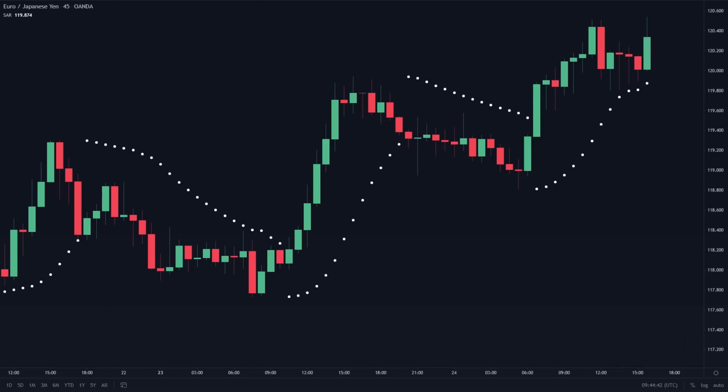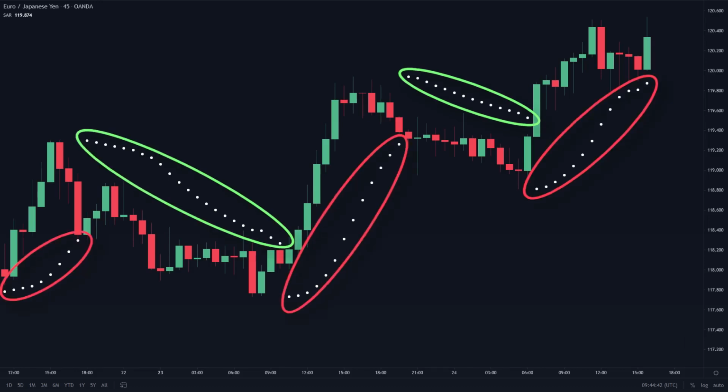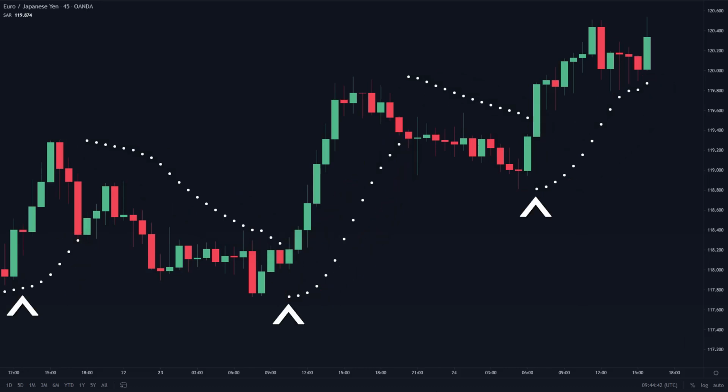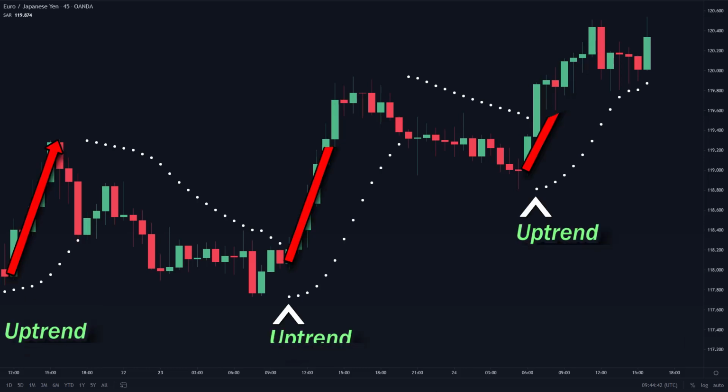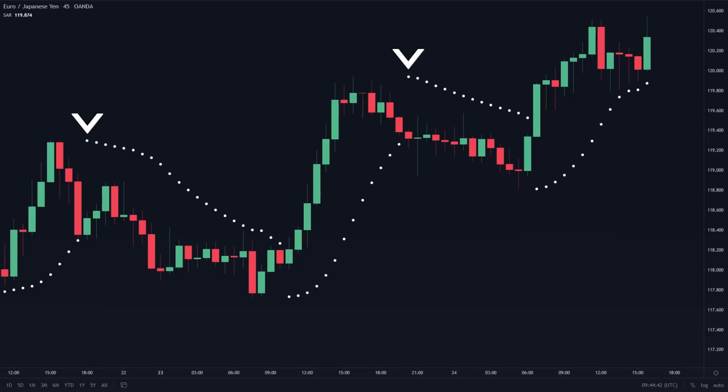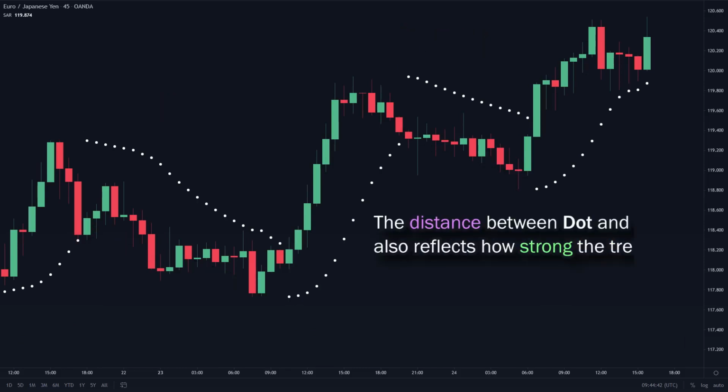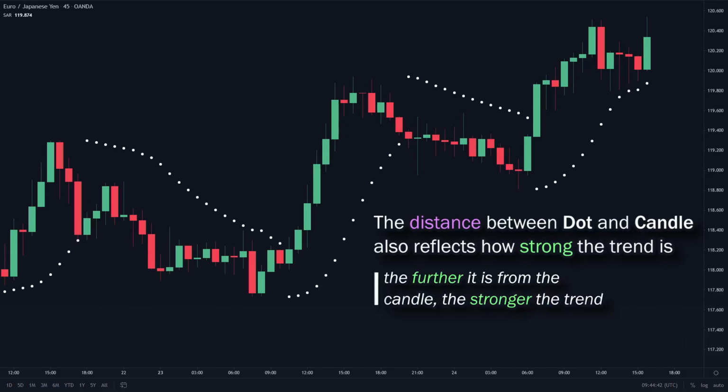And so here's how the indicator would look. Immediately, you'll see multiple dots that are positioned either above or below the candle. And the way we analyze the market using this indicator is actually very simple. If the dots are positioned below the candle, it indicates that the current market is on an uptrend. And if the dots are positioned above the candle, it indicates that the current market is on a downtrend. The distance between the dot and the candle also reflects how strong the trend is. The further it is from the candle, the stronger the trend.